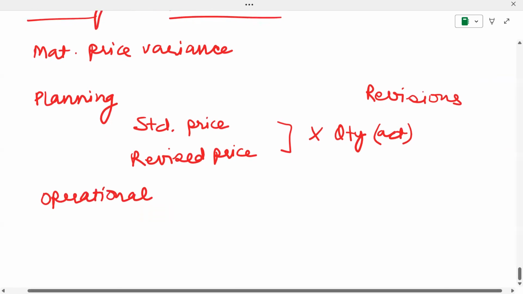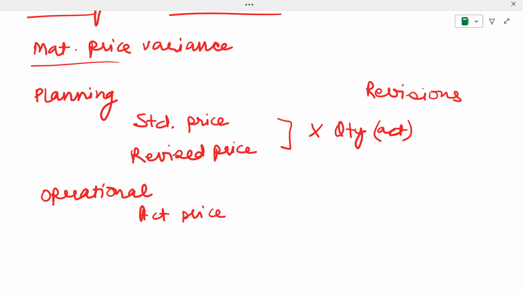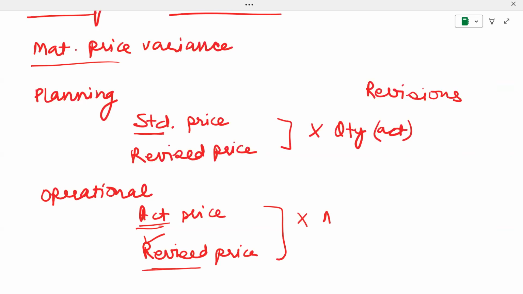In the operational variance, you're going to compare the actual performance of the purchasing manager. The raw material is usually purchased by the purchasing manager. How much has he actually been able to purchase it for, and how much should he have purchased it for? So this is the revised price. His performance is not going to be compared with the standards. His performance is going to be compared with the revised price, because that is what the standard originally should have been, keeping into account the changes which the budgeting people did not notice. And this again will be multiplied with your actual quantity.